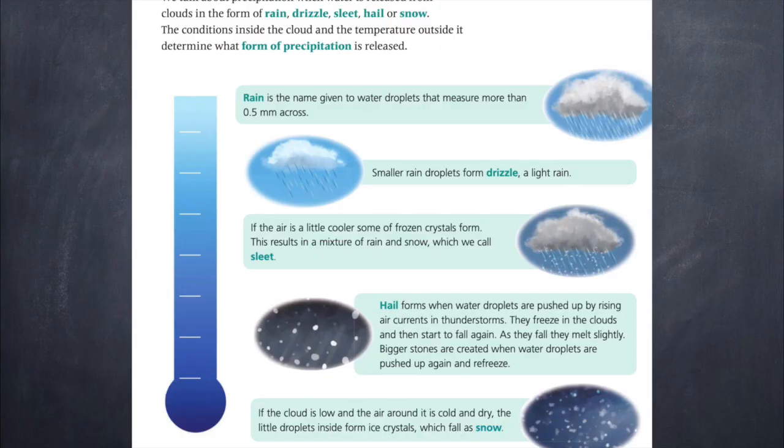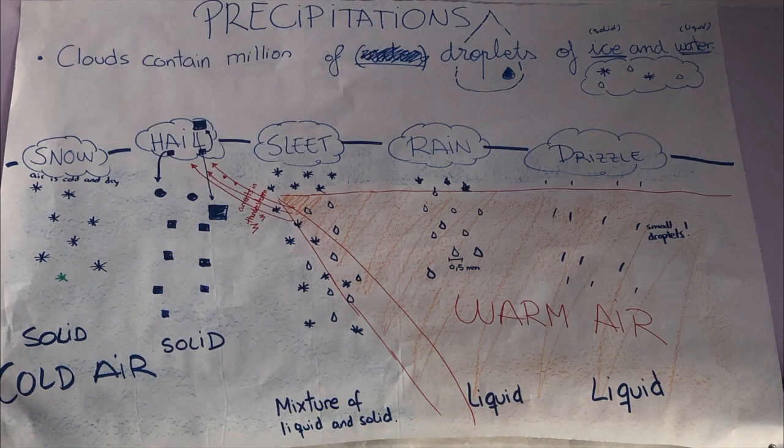Okay, so we have different types of precipitation. We have two kinds of precipitation that are liquid. Do you remember the names? Very good. Drizzle and rain. And the difference between drizzle and rain is the size of the droplets. Remember, we call it rain when the droplets are bigger than 0.5 millimeters. If they are smaller, we call it drizzle.